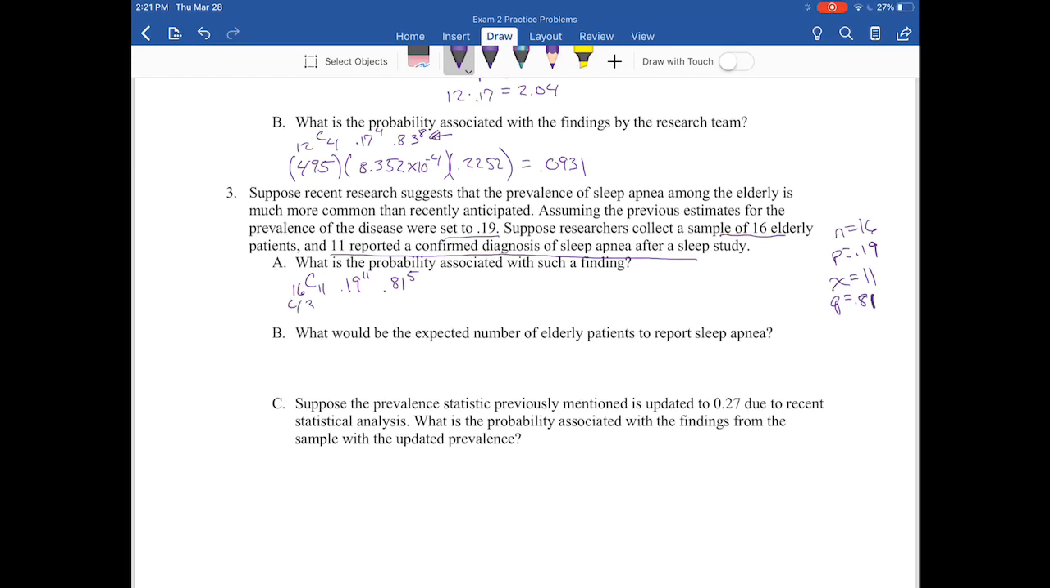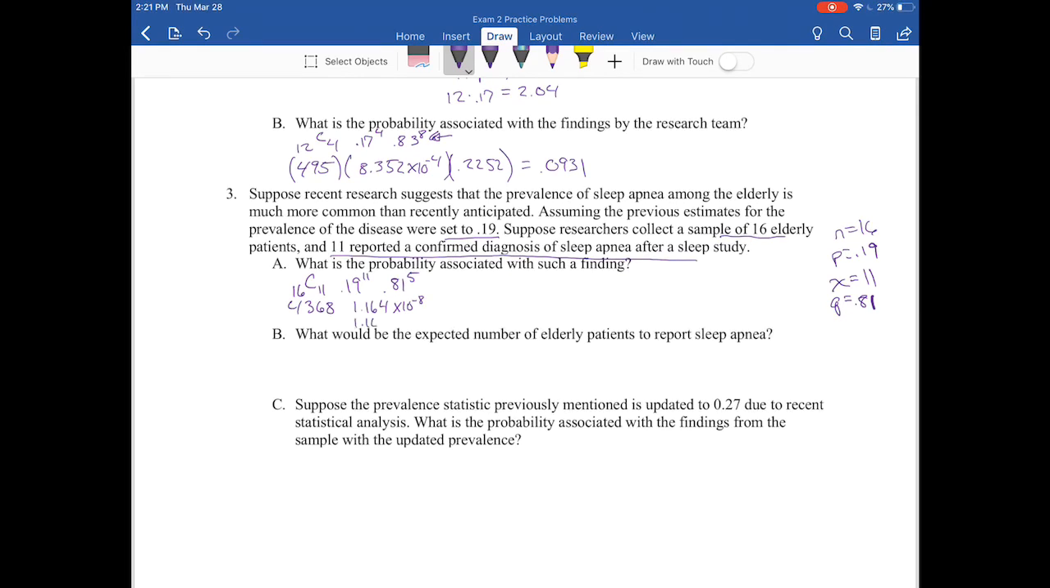If you write it all out, you get 4368 from the choose function, then 1.164 times 10 to the negative 8th. Make sure you watch this. If you're on a calculator, this will look like it has an E, negative 8. The E is scientific notation telling you it's times 10 to the negative 8, or you move the decimal 8 places to the left.